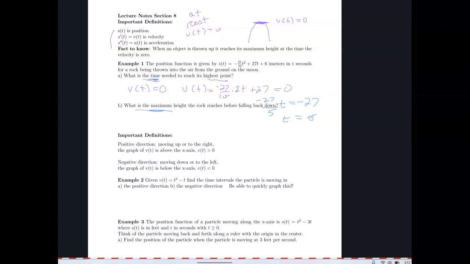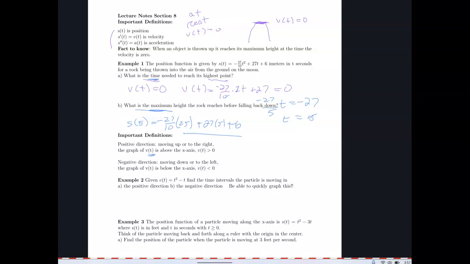And so this is asking, what is the max height? So that means we're going to put 5 back into the position function. So 25 plus 27 times 5 plus 6. That's a fine answer. I'm just going to leave it like that.